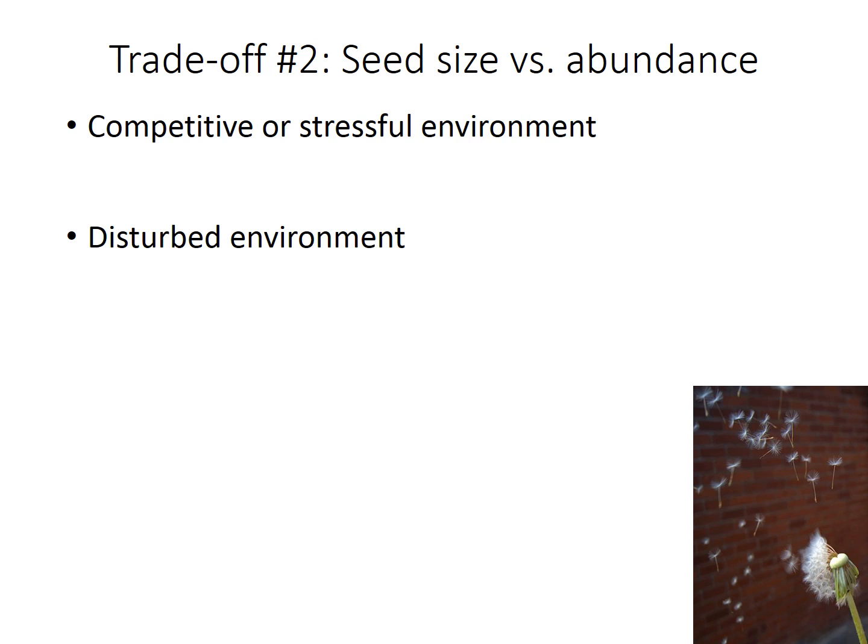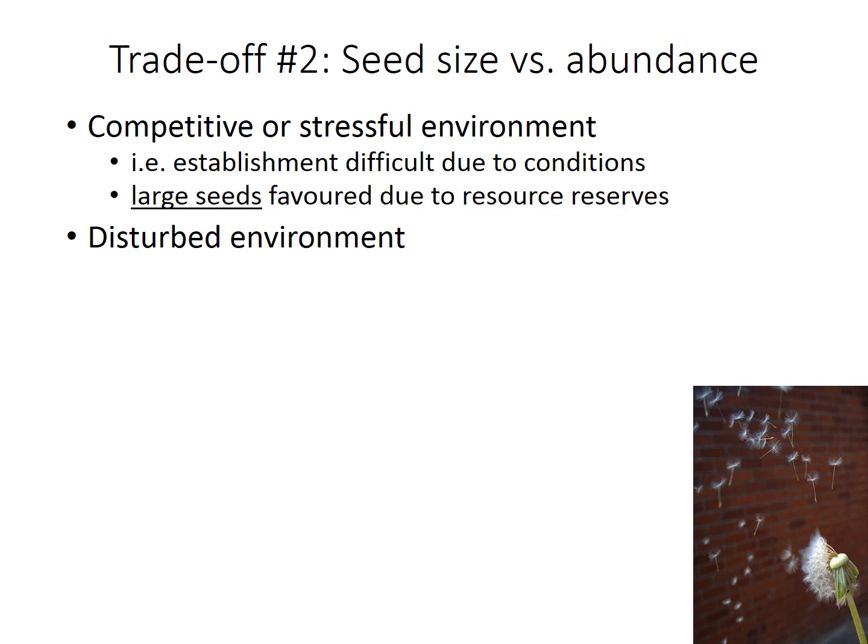So, an important question we should ask is, when do plants invest in seed size rather than seed abundance, and vice versa? It might be worth pausing this video for a second and thinking about this for yourself. Under what conditions do you think seed size would be favored, in other words, large seeds, versus seed abundance?